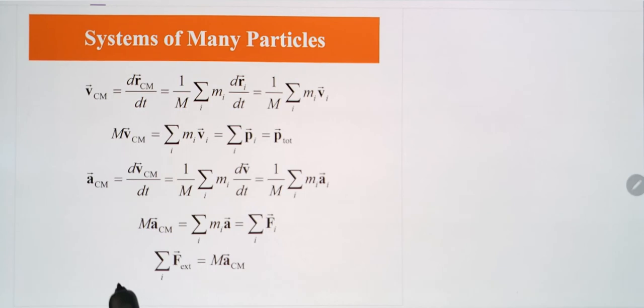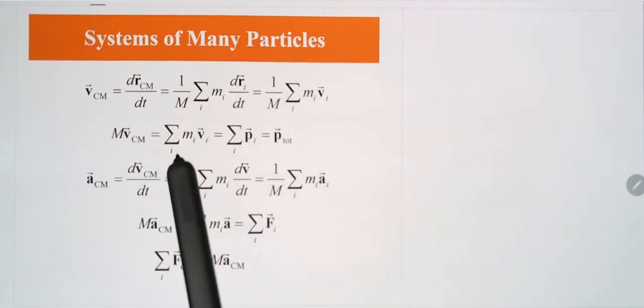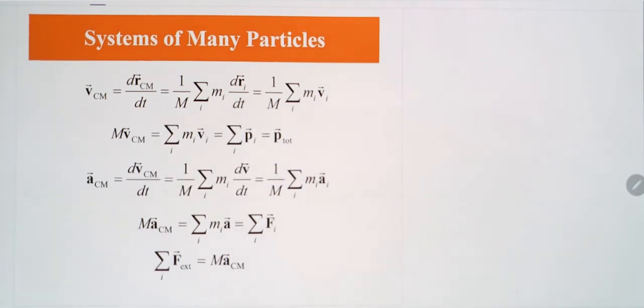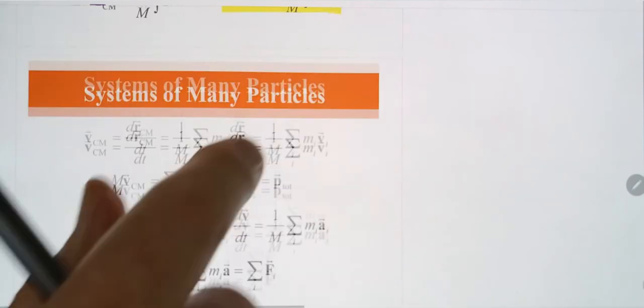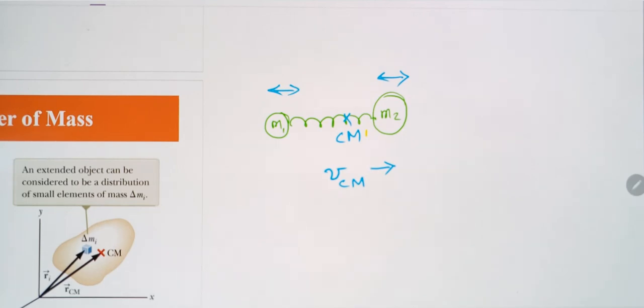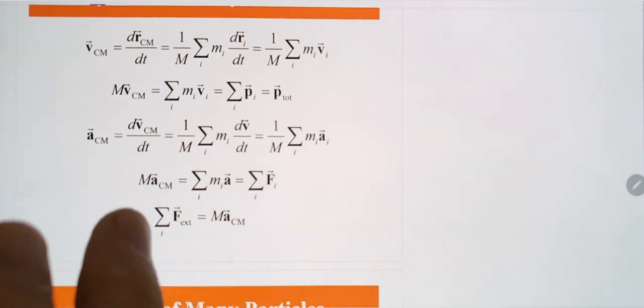Let's look at a system of many particles. As I was explaining, not only 2 particles, it's a system of many particles. For that, I will do the derivation again with you. I'm repeating the book, but I will go step by step. Maybe it will make it clearer.